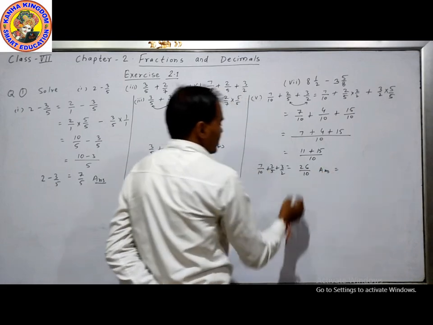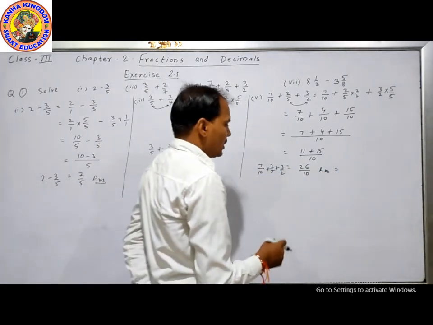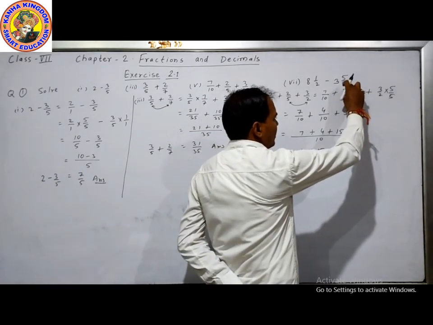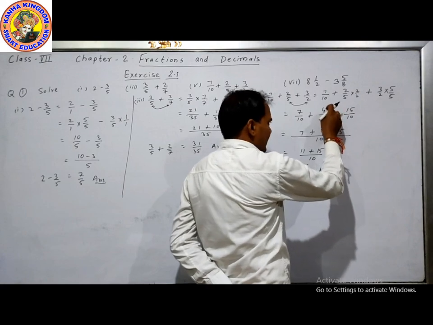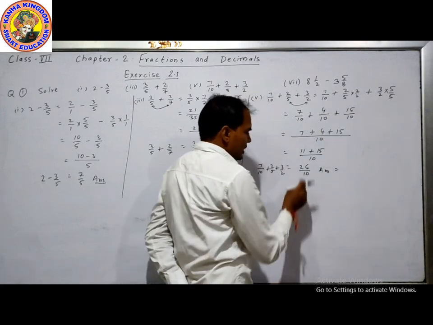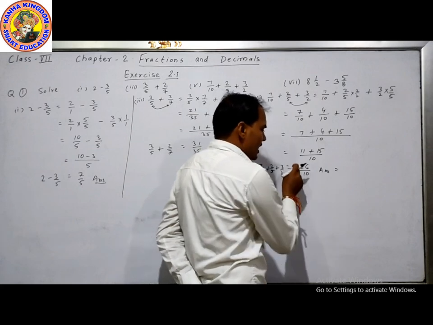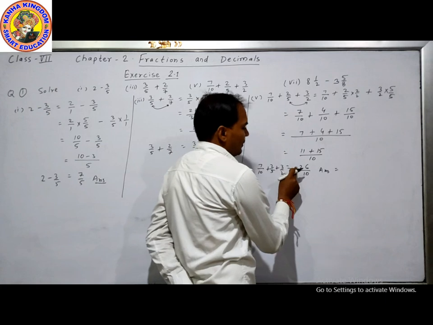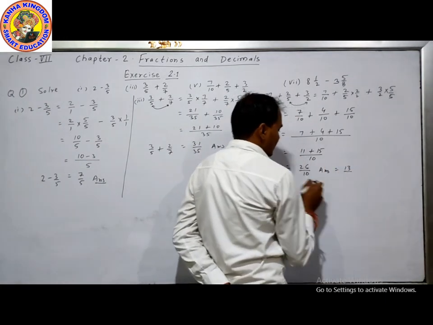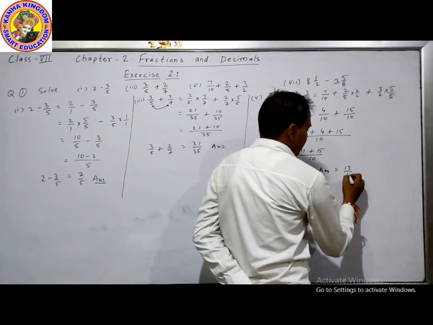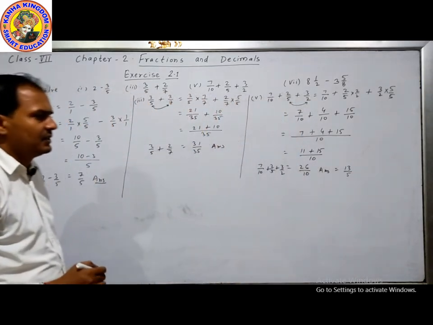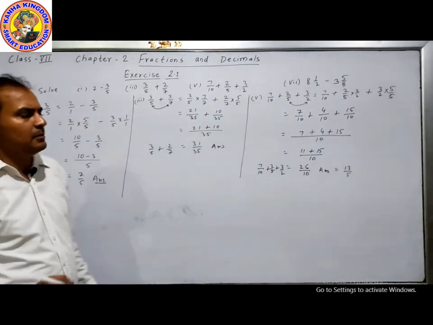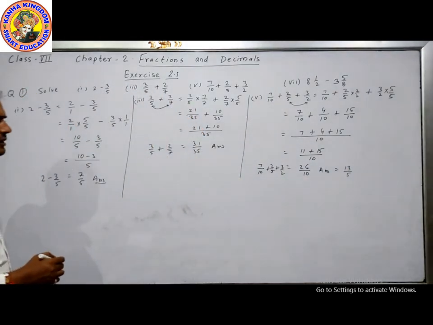This number can also be converted into a smaller number. In this type of question, we can divide by 2 in the numerator and denominator. When we divide 26 by 2, the answer is 13. When we divide 10 by 2, the answer is 5. So 26 by 10 is equivalent to 13 by 5. This is our next question.